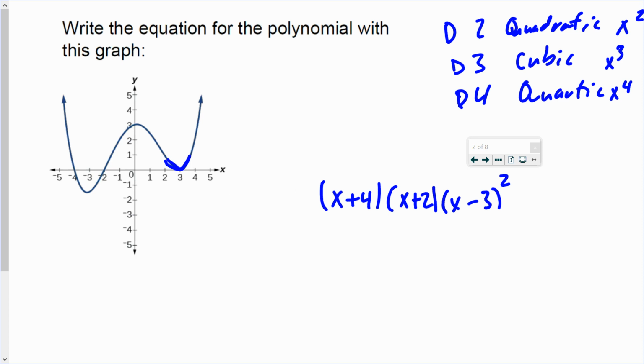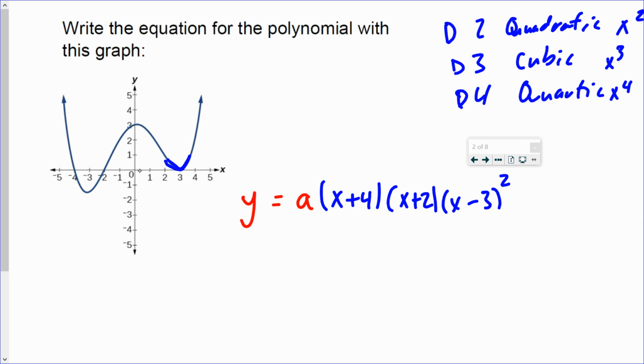So that's all good and dandy, but don't stop there. A lot of times we kind of just say, well, that's it. Remember, these can have some sort of a stretch factor, or the peaks and valleys might be a little bit higher or lower. So we have to find an a value, just like we did with quadratics way back when we were doing the field goal kicks and the soccer ball kicks. We wanted to know how stretched out it was.